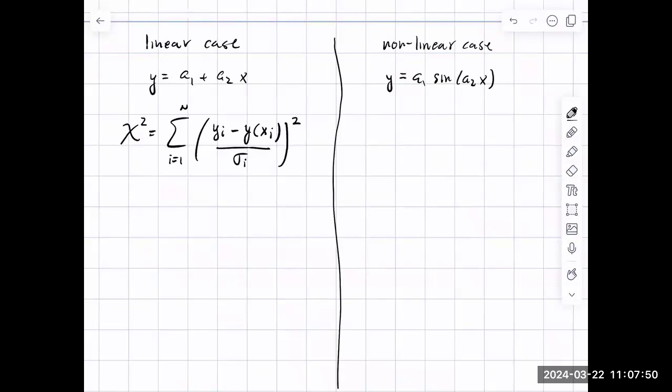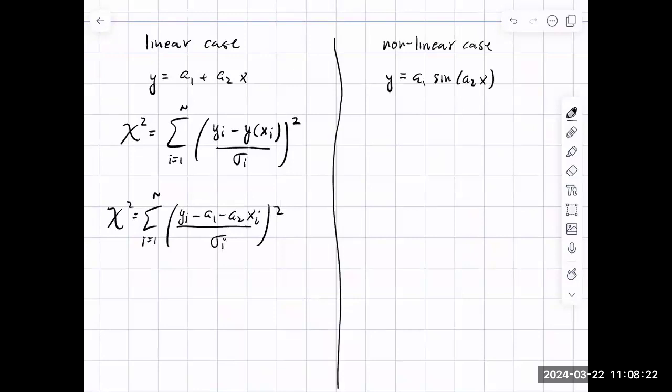If I substitute in our function of y right here, chi-squared ends up looking like the sum from i equals 1 to n of y_i minus (a1 plus a2 x_i), divided by sigma_i, squared. Okay, so let's start filling in the other side.